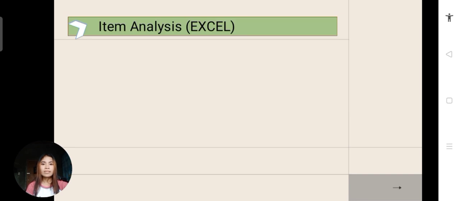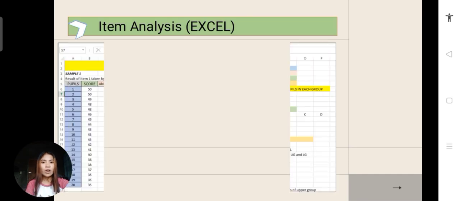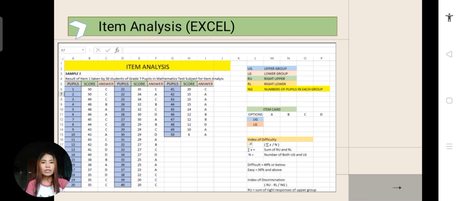So next, let me share with you how to compute item analysis through Microsoft Excel. So first, what we need to do is put in all the given values: the number of students we need to compute, and the choices or the options we have. But most importantly, the scores of those students. So we have here UG as the upper group, LG as the lower group, RU as the right upper, and RL as the right lower, and NG is the number of pupils in each group.